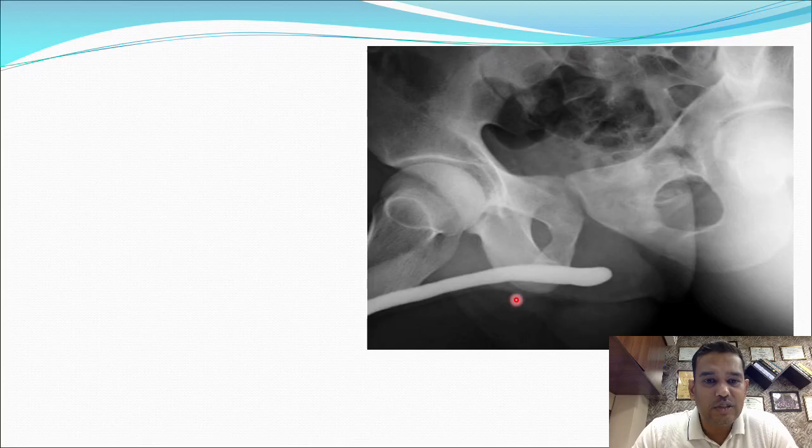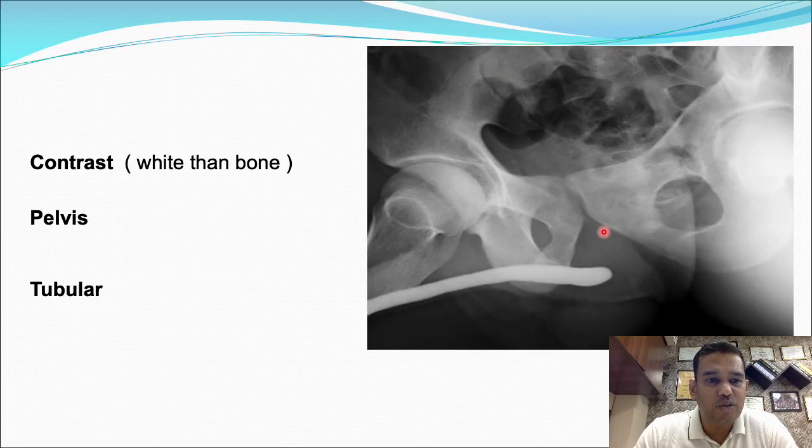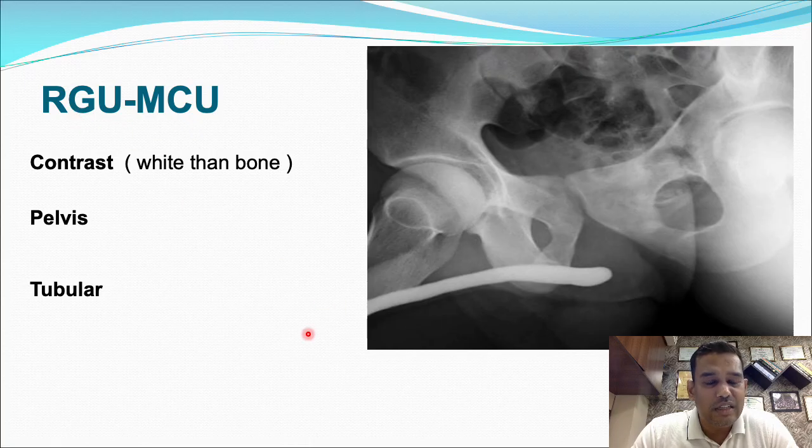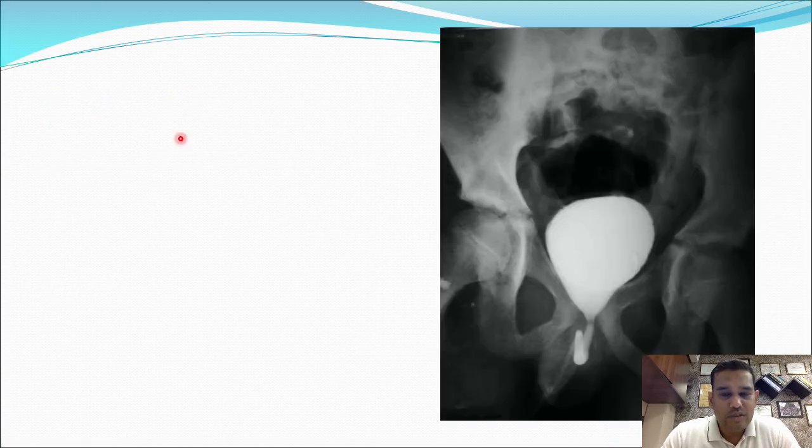So what do you see? I see a tubular structure, a tubular contrast that is reaching up to the pubic symphysis level. So most probably it is an X-ray of RGU MCU. So it's a retrograde urethrogram. You have injected the contrast through the external meatus that reaches up to the bulbar urethra and just short of the sphincter. So this is the RGU part of the RGU MCU X-ray.